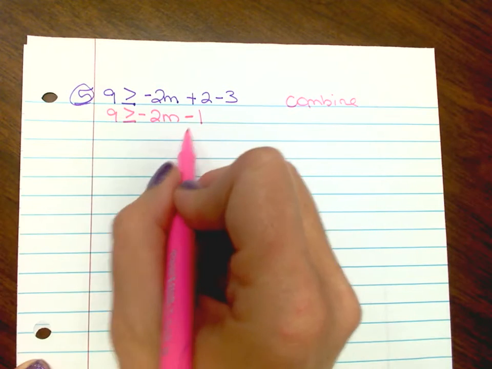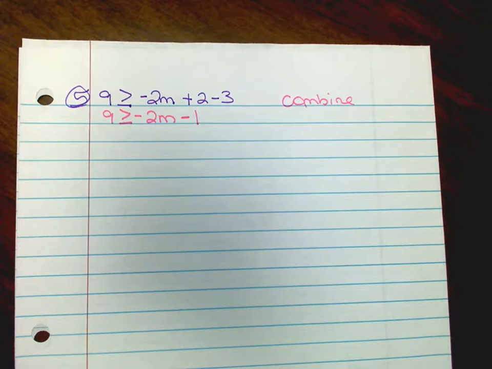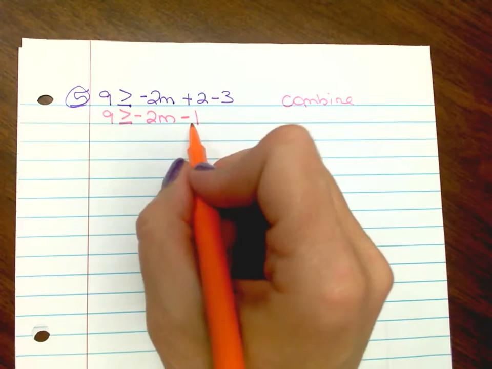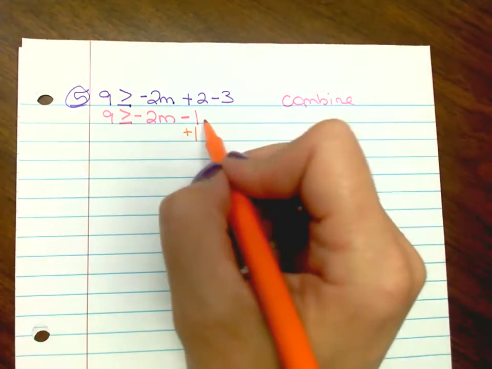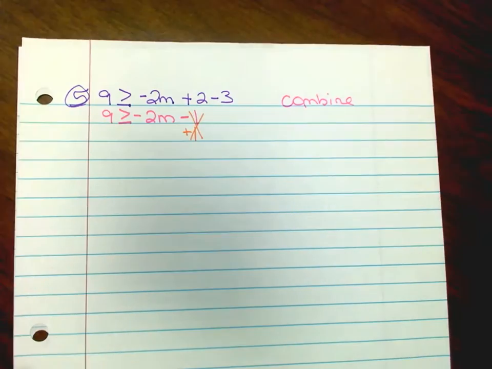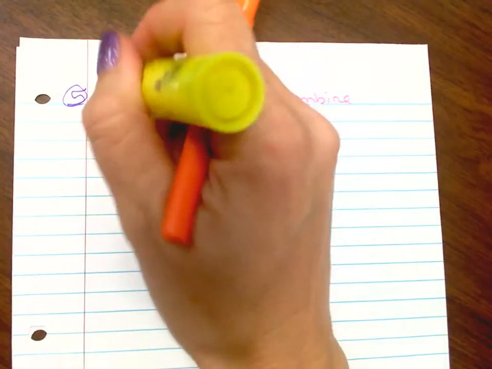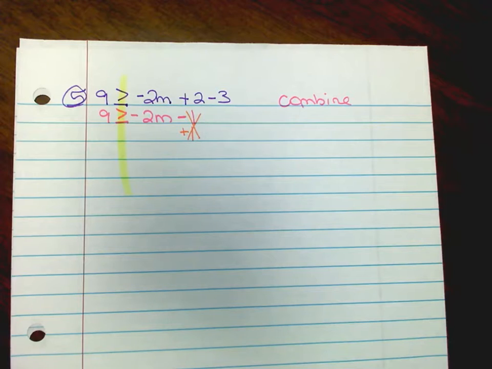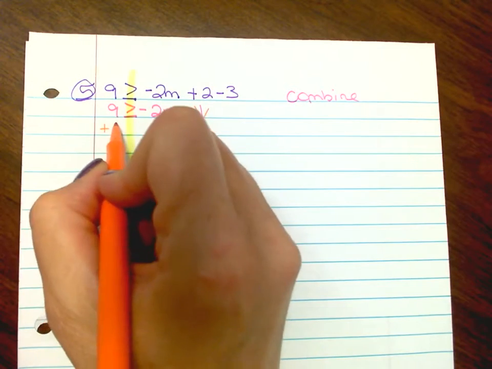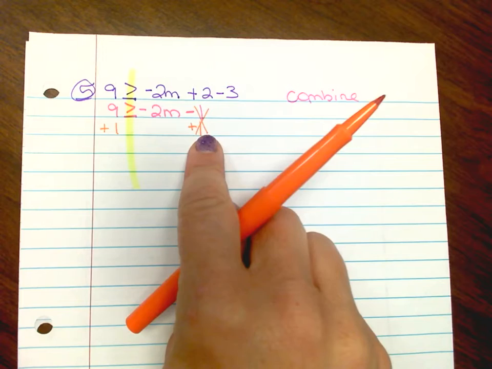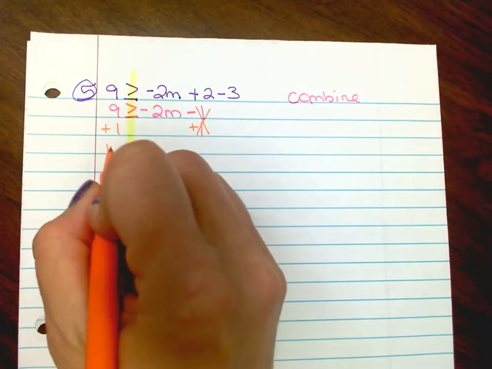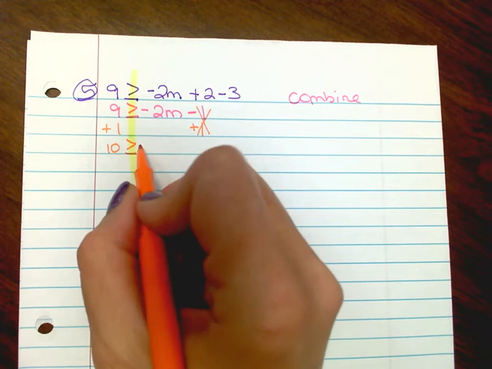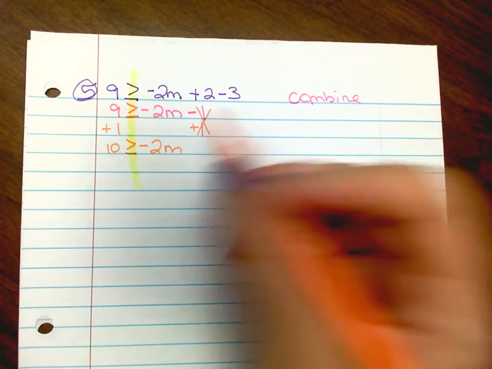So now I need to get 1 on the other side. Still want to get my whole numbers together, so I'm still going to combine. To cancel it out on this side, I must add 1. And that cancels out. So again, if you like drawing the line down, do that. And we're going to add 1 to this side, because whatever you do to this side, you must do to this side. So 9 plus 1 is 10 is greater than or equal to a negative 2m.